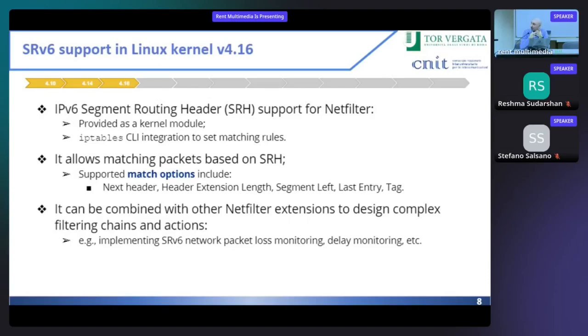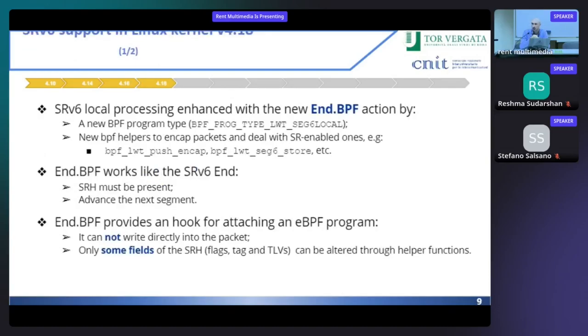In Linux kernel version 4.18, we have a very interesting improvement, because we have for the first time introduced a new action which is called End.BPF, and this End.BPF works like an End behavior. It means that we need to have the SRH, and it automatically advances the current segment to the next one. But in addition, the End.BPF provides a hook for attaching a user-defined eBPF program to this specific instance of behavior, but it cannot write directly into the packet for safety reasons.